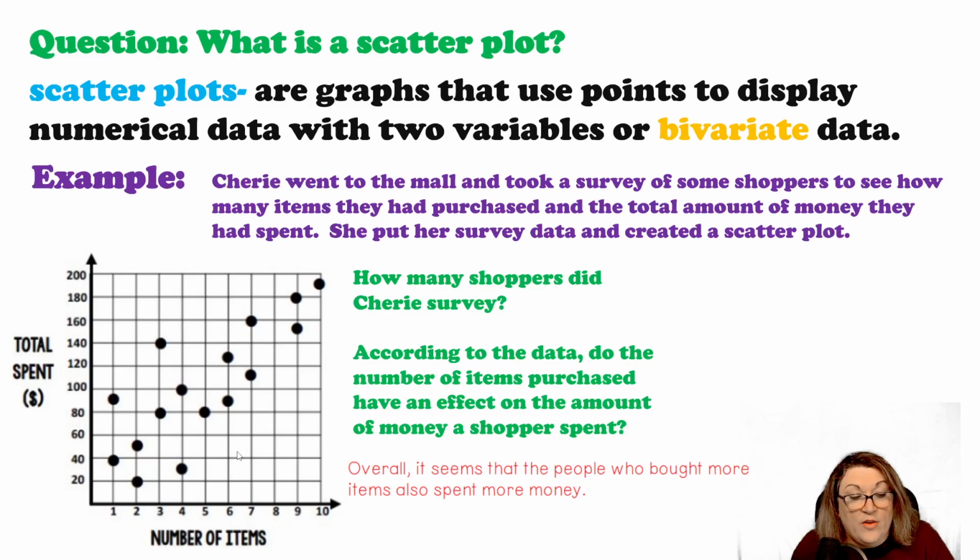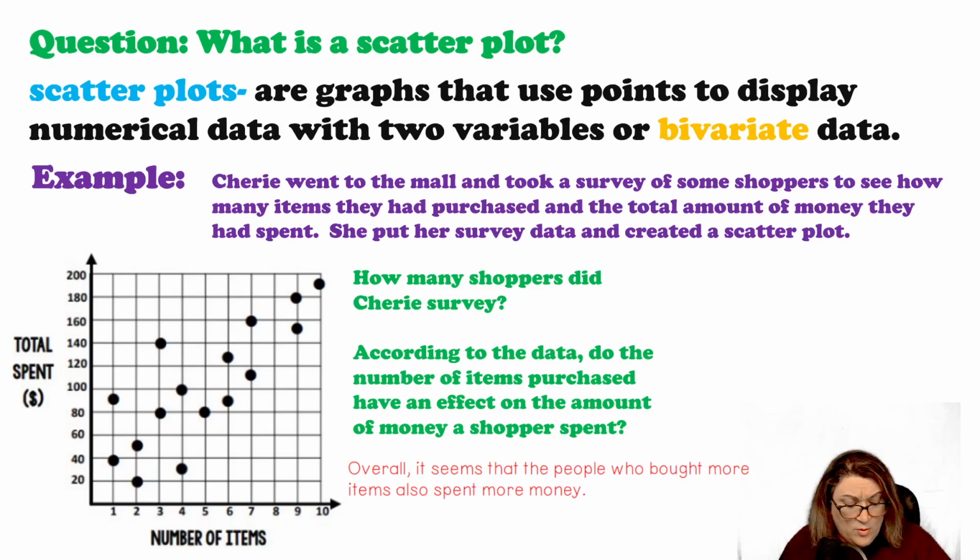According to the data, do they have an effect on each other? Are you seeing a general trend? We talk about the general trends in the data as associations, and we're going to go into that a little bit more on the next slide. But if you look at this data, you're seeing a positive association. That means as the number of items goes up, the total spent went up.